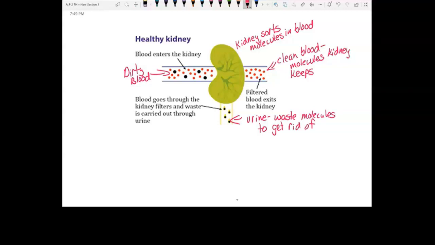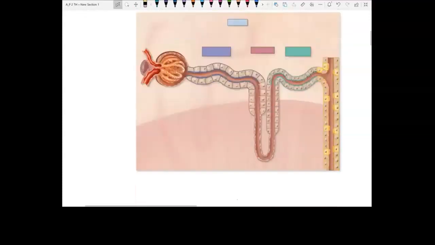So the urine and the clean blood together add up to what was in the dirty blood. Everything in the dirty blood, as it goes through the kidney, will either end up in the urine or end up in the clean blood. So now we can look at some more detail of how this happens.